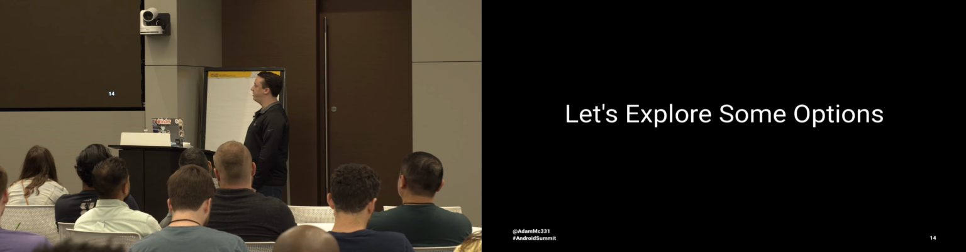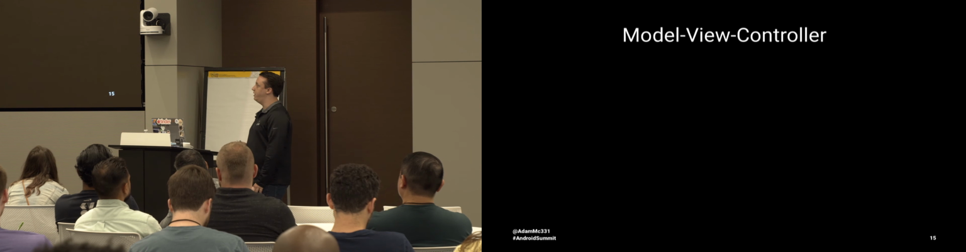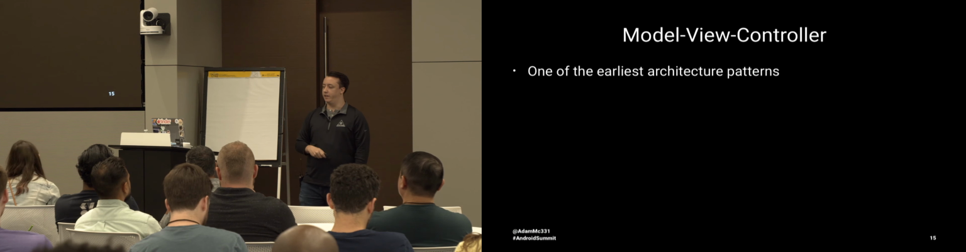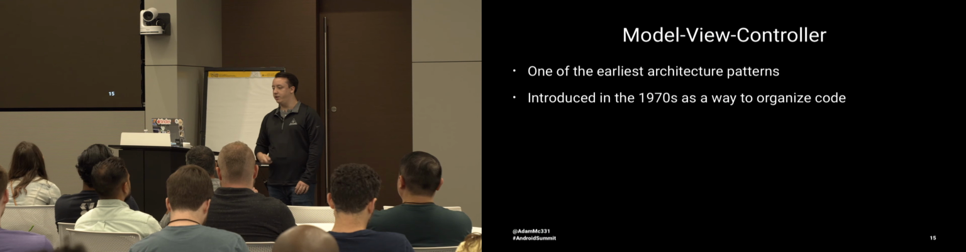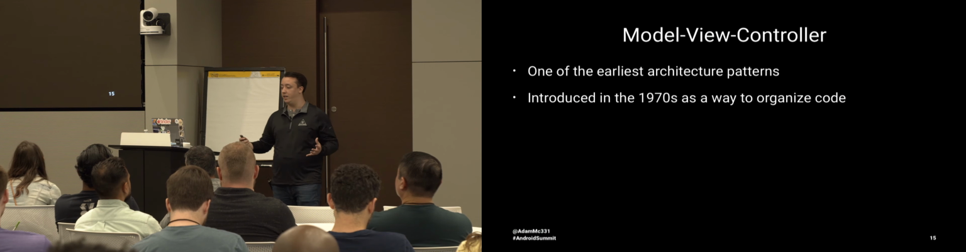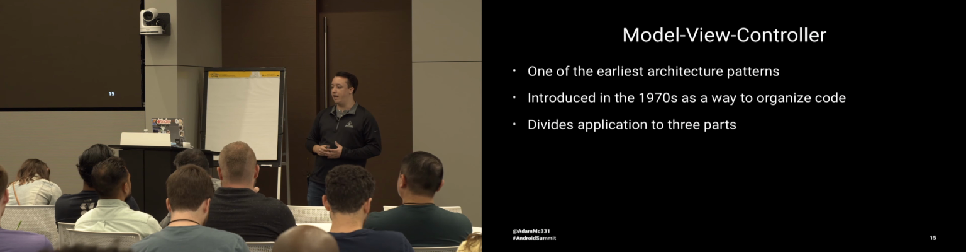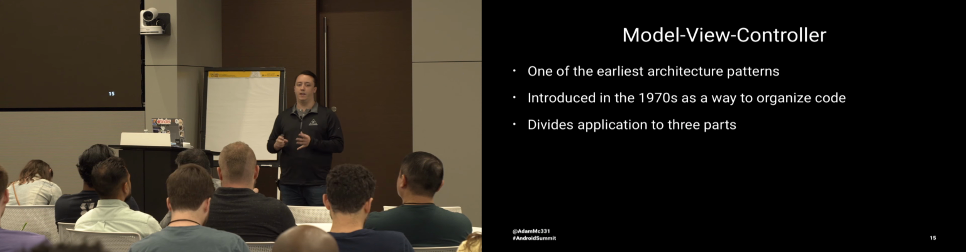So let's explore some options. We're going to go through them individually, but first I want to start off by giving a nod to Model View Controller, specifically because this is one of the earliest architecture patterns. It was introduced in the 1970s as a way to organize our code, and the way it did that was by breaking our application into 3 parts. And that's where the name came from.